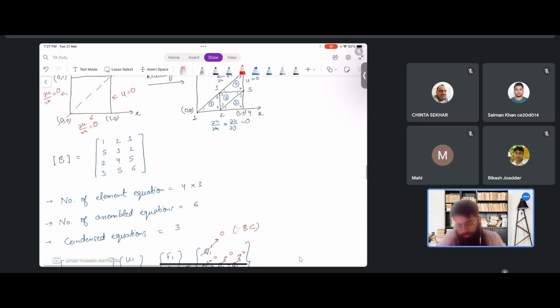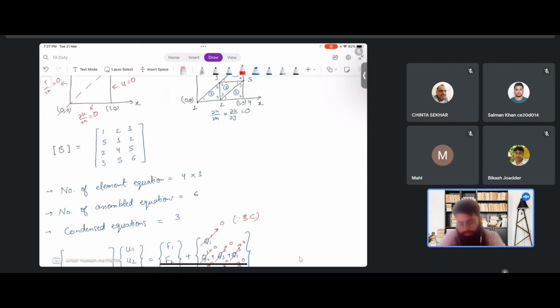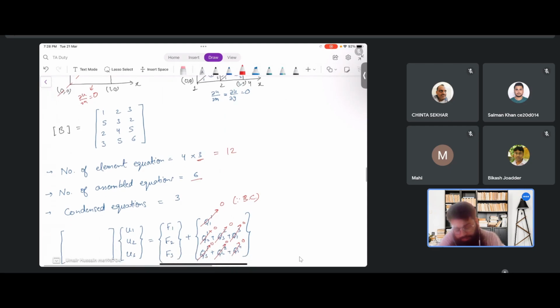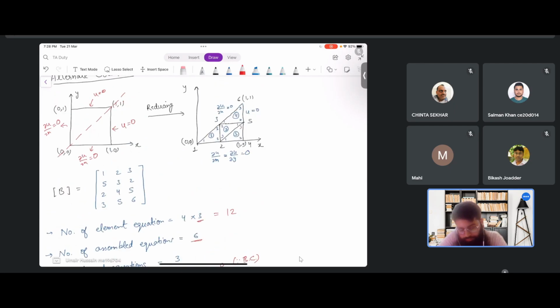So we have four elements, and per element we'll have three equations since we have three nodes. So we have a total of 12 element-level equations. But after assembly, these would become six equations since we have a total of six global nodes. And after applying the boundary condition, how many nodes would be removed?